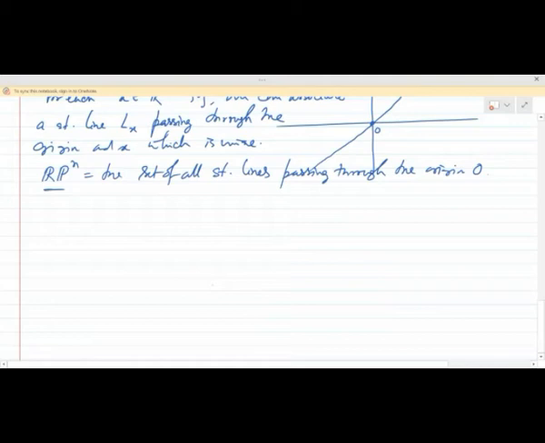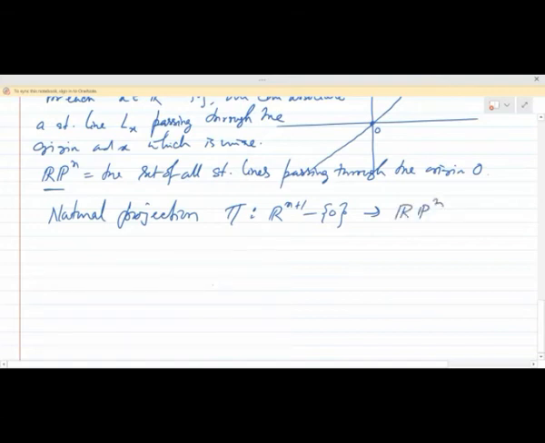Now if you come to the equivalence relation again, for this equivalence relation you will definitely have a natural projection, denoted pi, from Rn plus 1 minus 0 to RPN, because you have defined an equivalence relation on Rn plus 1 minus 0, and for each point it will give you one class. So pi of x goes to x class.